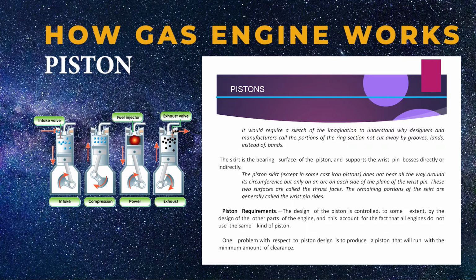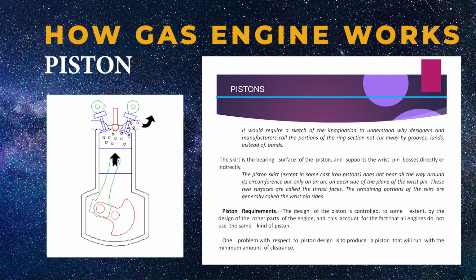The skirt is the bearing surface of the piston, and supports the wrist pin bosses directly or indirectly. The piston skirt, except in some cast iron pistons, does not bear all the way around its circumference but only on an arc on each side of the plane of the wrist pin. These two surfaces are called the thrust faces. The remaining portions of the skirt are generally called the wrist pin sides.